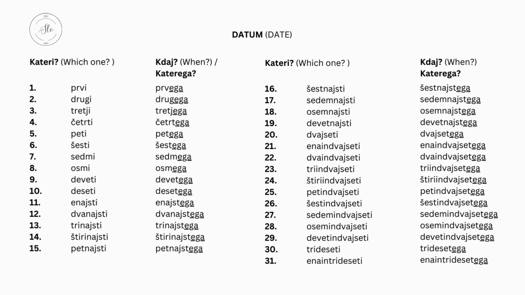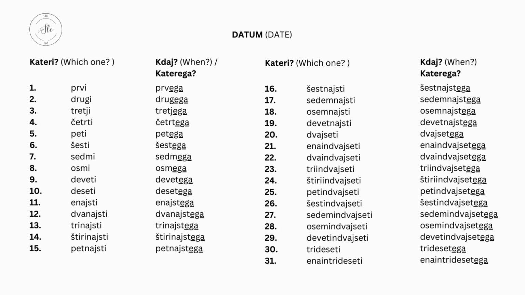Now let's look at how we can express the date. To express the date, we use ordinal numbers. I already created a lesson on ordinal numbers, and I will leave the link in the description box below. Because the words for months are of masculine gender, we use the masculine form of ordinal numbers. For example, the 1st of January in Slovenian language is Prvi Januar.